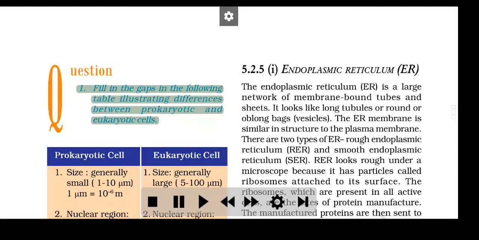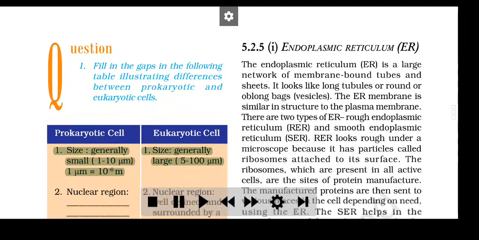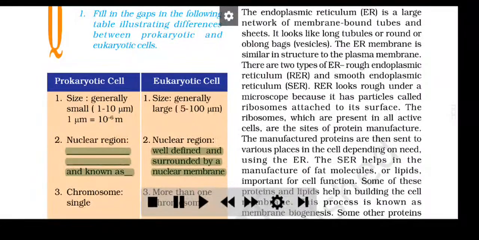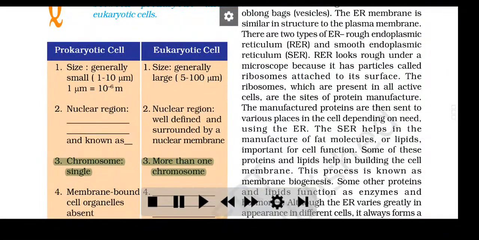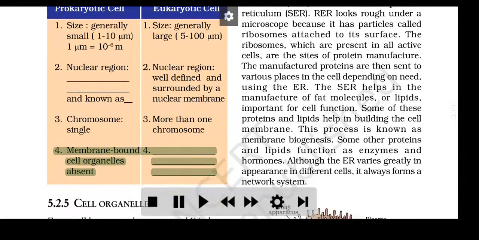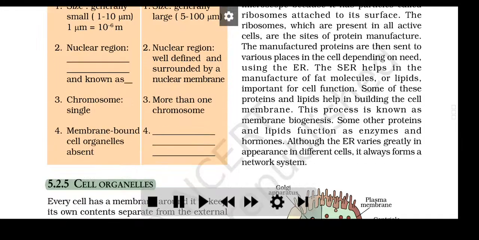Question 1. Fill in the gaps in the following table illustrating differences between prokaryotic and eukaryotic cells. Size: generally small, 1 to 10 micrometres, for prokaryotic cells; large, 5 to 100 micrometres, for eukaryotic cells, where 1 micrometre equals 10⁻⁶ metres. Nuclear region: blank for prokaryotic cells; well-defined and surrounded by a nuclear membrane for eukaryotic cells. Chromosomes: a single chromosome for prokaryotic cells; more than one for eukaryotic cells. Membrane-bound cell organelles: absent in prokaryotic cells.